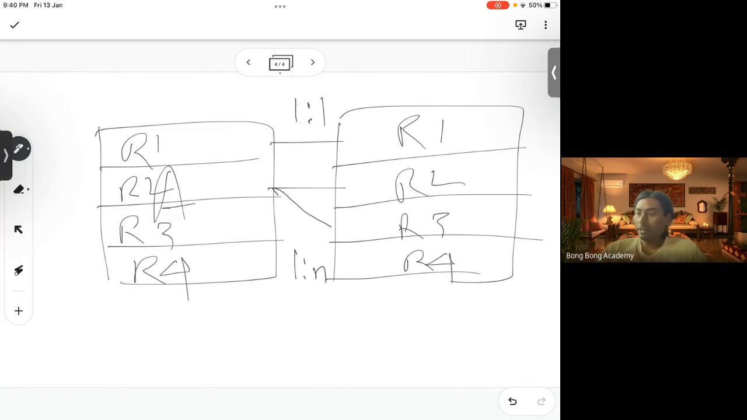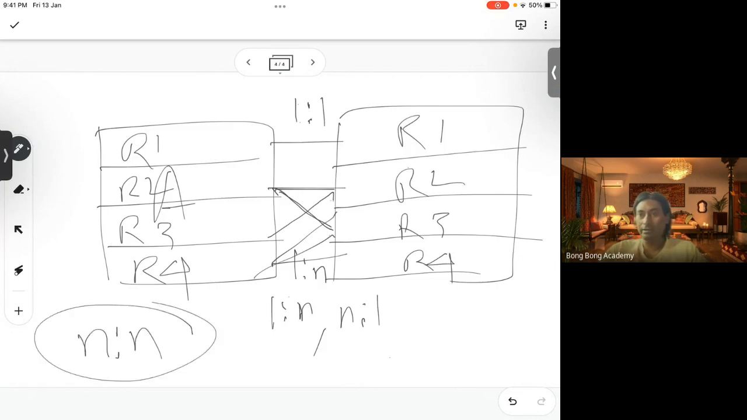If a row is associated to many rows from this side, and this row is also associated to many rows from this side, that is a one-to-many relationship from both sides. One row of this is associated to this, and one row of this is also associated to many rows of this side. That means one-to-many relationship from both sides, right? Then it is a many-to-many relationship. Okay, we write it as n to n. Very clear? Any confusion?